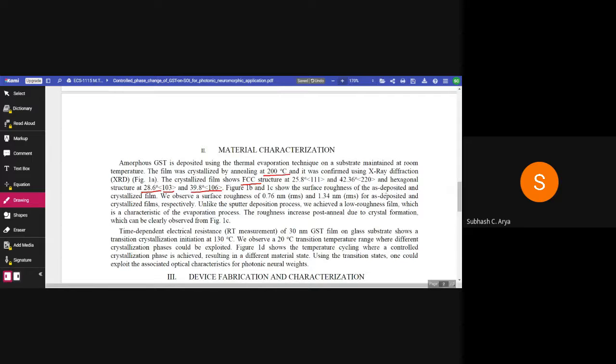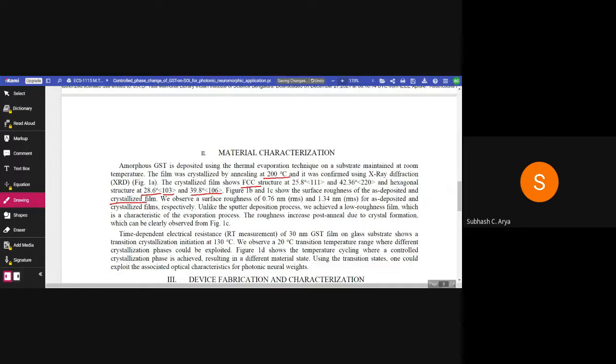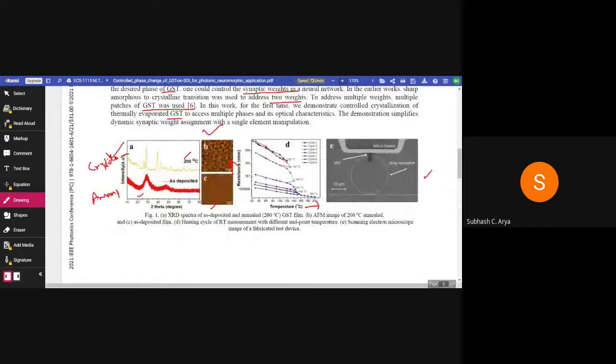Figure 1B and 1C show the surface roughness of the as deposited and crystalline film. So both are there. As deposited means amorphous. So figure B is the 200 degree annealed one. This is crystalline. This is amorphous.